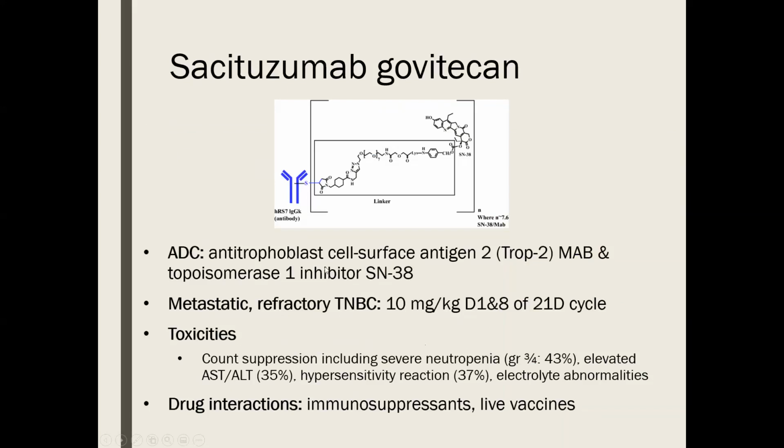Sacituzumab is another antibody drug conjugate. So we're looking at an anti-trophoblast cell surface antigen 2, or TROP2, monoclonal antibody, including a topoisomerase 1 inhibitor, SN38, with, of course, our linker that we see with all of these antibody drug conjugates. This is FDA approved currently for metastatic and refractory triple-negative breast cancer. This is 10 mg per kilo, days 1 and 8 of every 21-day cycle.